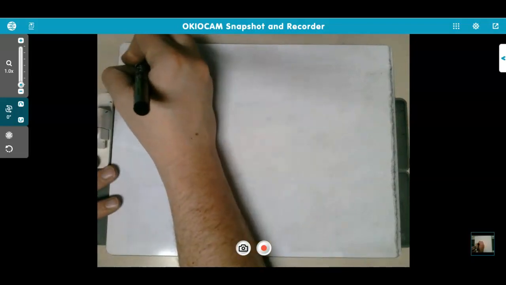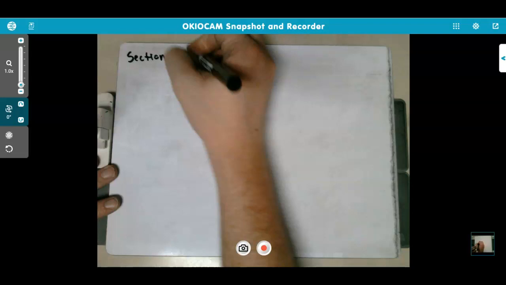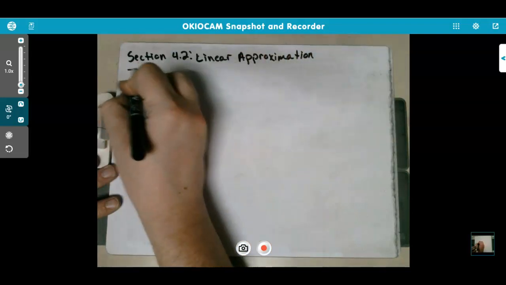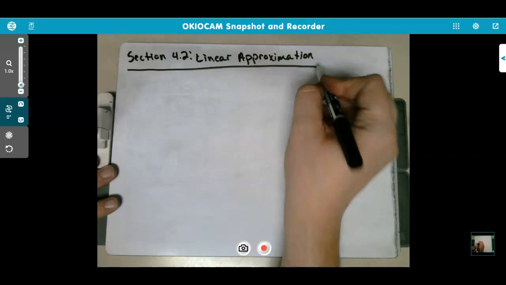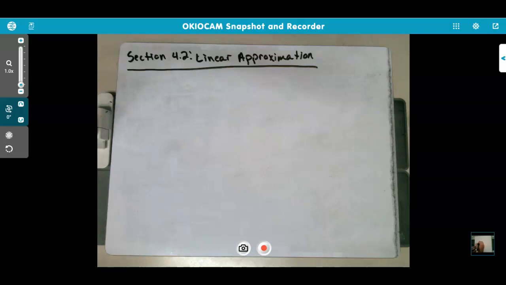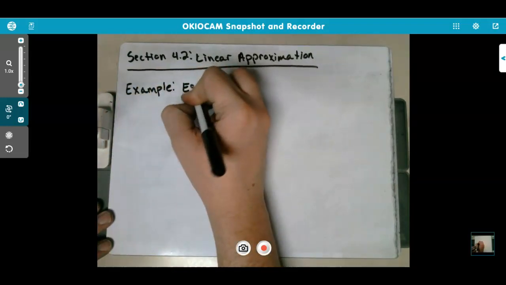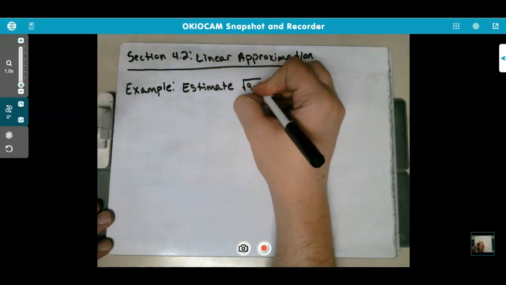Alright, so now we can move on to section 4.2, which is a really neat tool called linear approximation. Basically, it's using the slope and the equation of a tangent line to approximate things that might be a little hard. So for example, let me just jump right in. Let's say I wanted to estimate the square root of, let's say, 9.1.